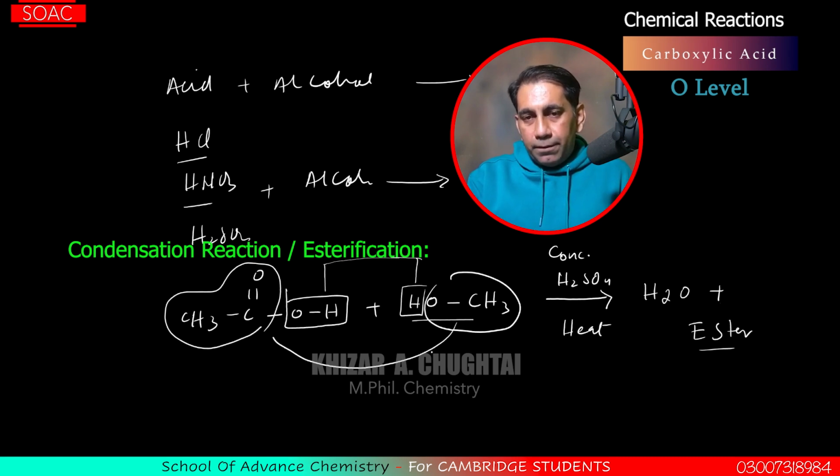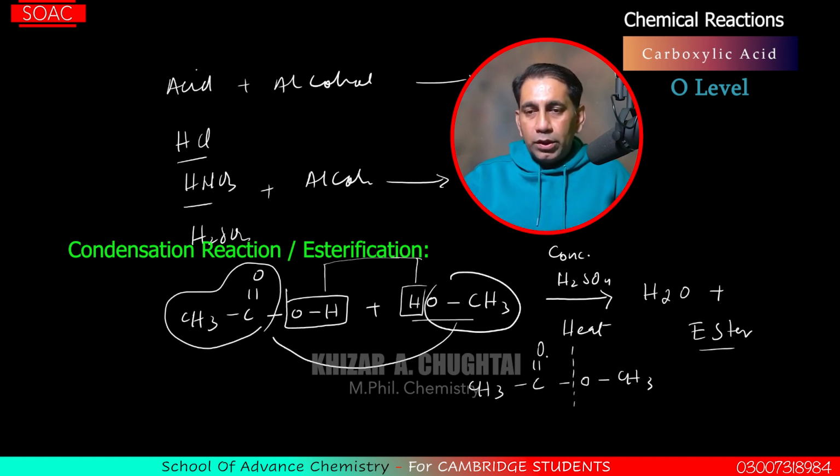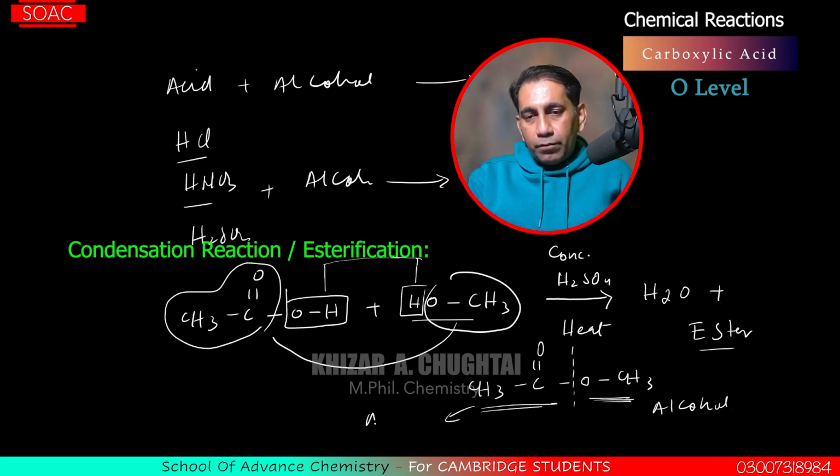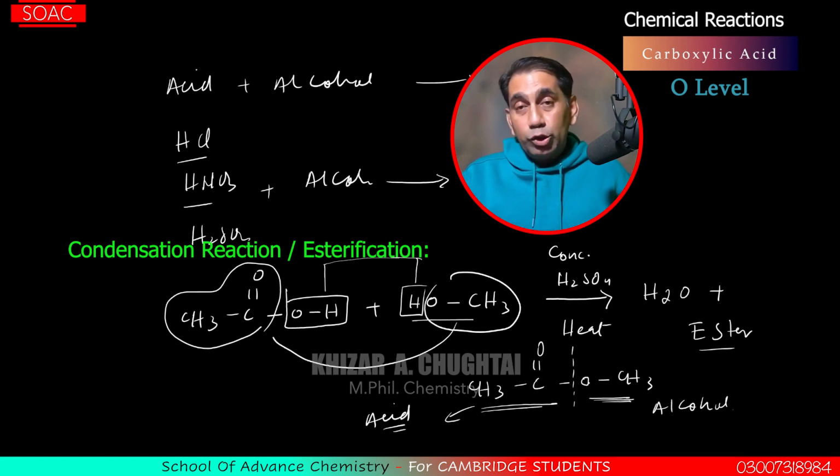So what is the formula of this ester? CH3, C double bond O. Now there is a portion of alcohol, O, CH3. If I'm going to cut this molecule into two portions, this is the part from alcohol, and this portion is from acid. So what is the name of this compound? It is known as an ester.